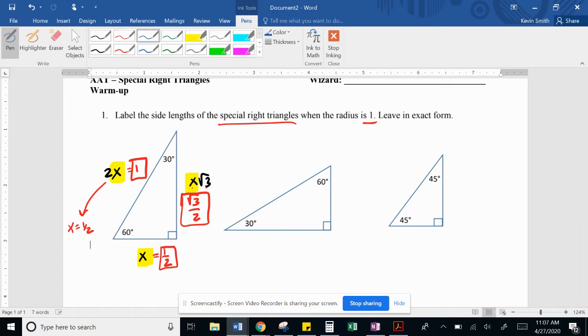And then if you look at this, this is also a 30, 60, 90, so it'll be the same thing. Across the radius will be 1. Across from the 30 will be 1/2. And across from the 60 will be root 3 over 2.